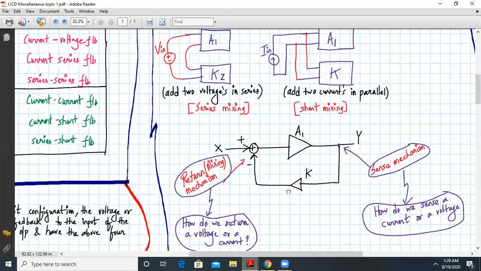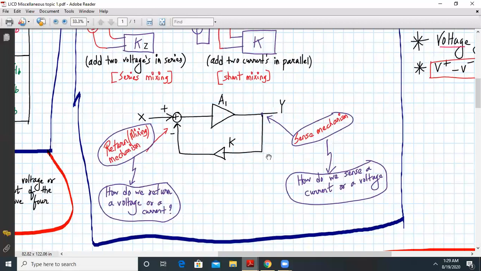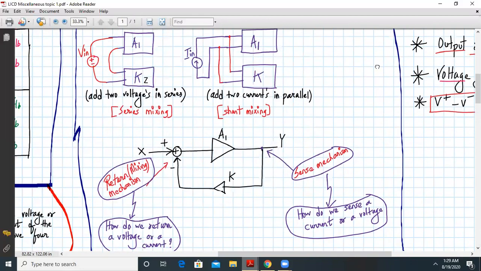Okay, so this was my block, the feedback block, which consists of the amplifier, the feedback network, the input, the output, and the U. So you have a return mechanism or the mixing mechanism here. So how do we return a voltage or a current? That is being answered over here. And at the output side, what is the sense mechanism? Are we sensing a current or a voltage? So those are the questions which we are answering over here.